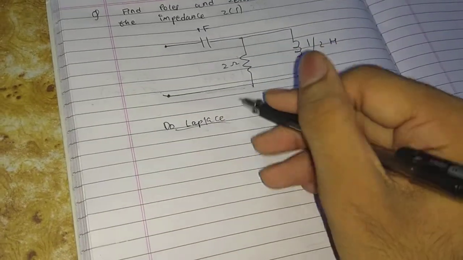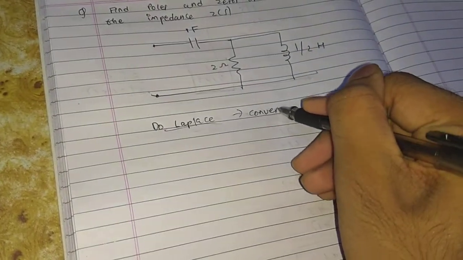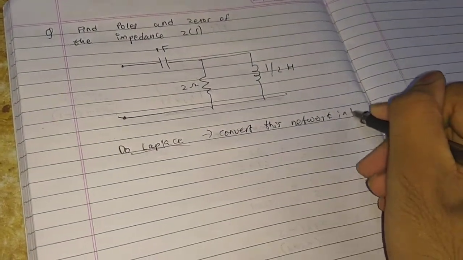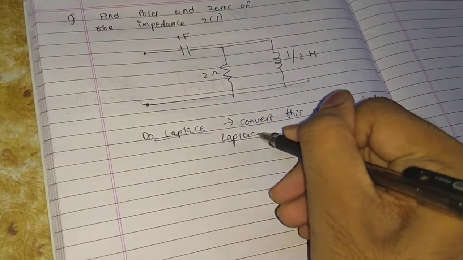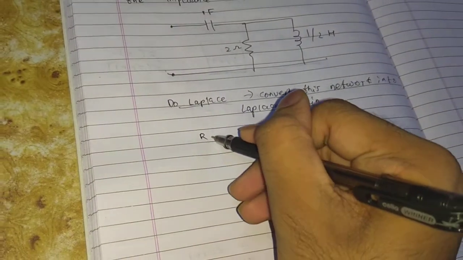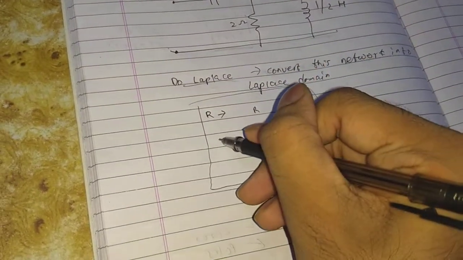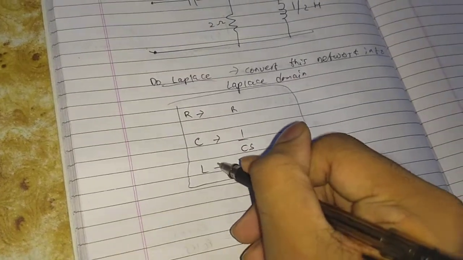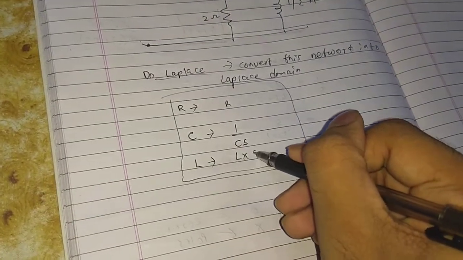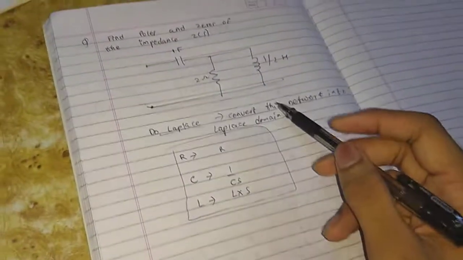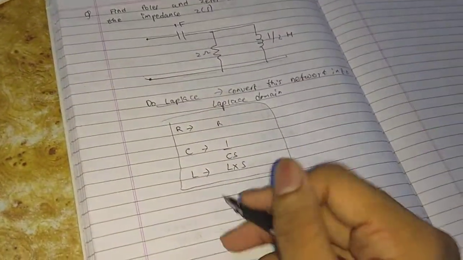Do Laplace means convert this circuit, convert this network into Laplace domain. Okay, so you need to understand, you have to remember this. Resistor's Laplace will be resistor, capacitor Laplace will be 1 upon Cs, inductor Laplace will be inductor into S. You need to understand these three basic concepts. Okay, so having said that, let's go with it.